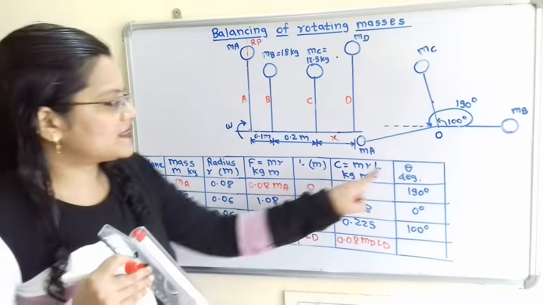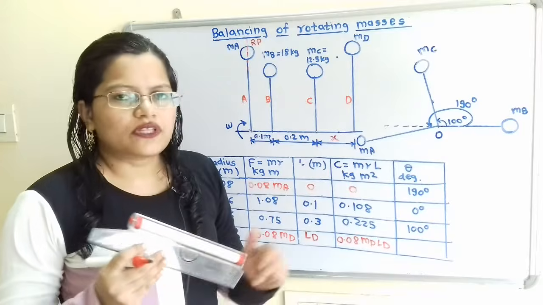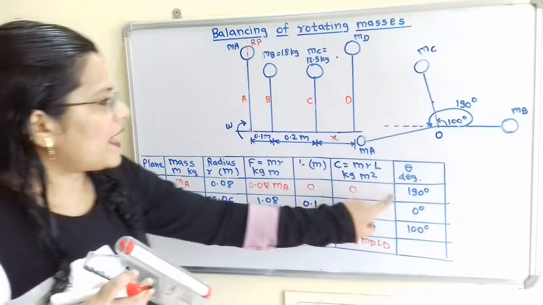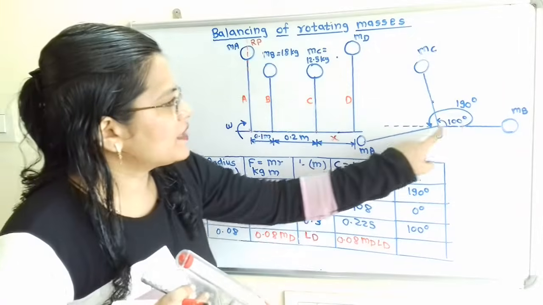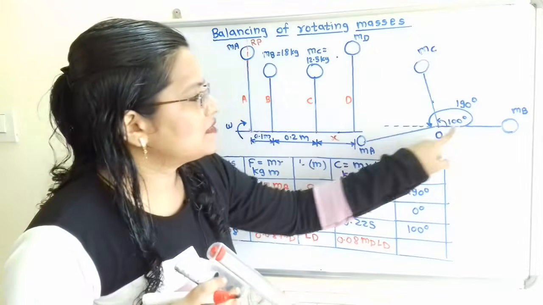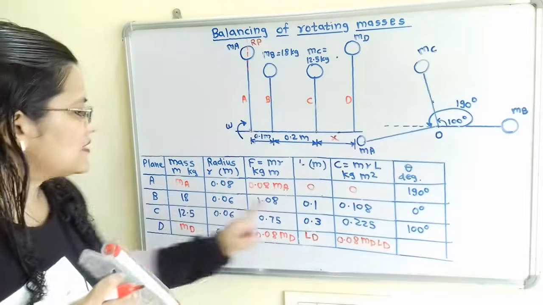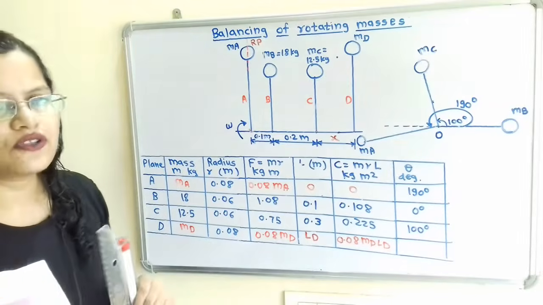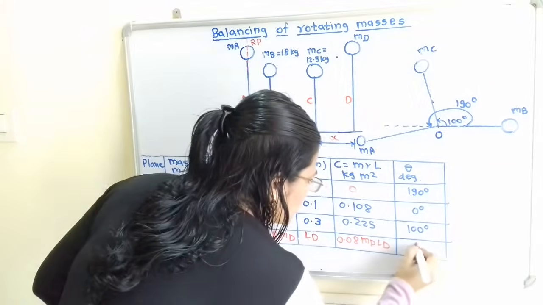Now we will move next, theta in degree. That is also mentioned in the question. So what is the angle A? Angle for this mass A is 190 degree. Then angle B is 0 degree. Then theta C is 100 degree. And theta D is unknown, and we have to find this out.